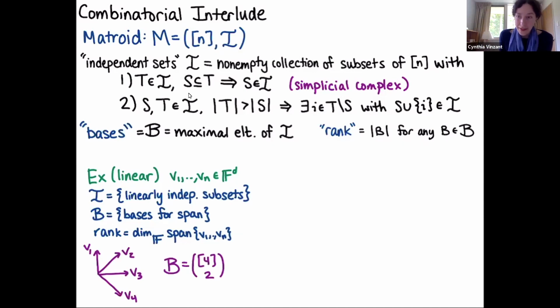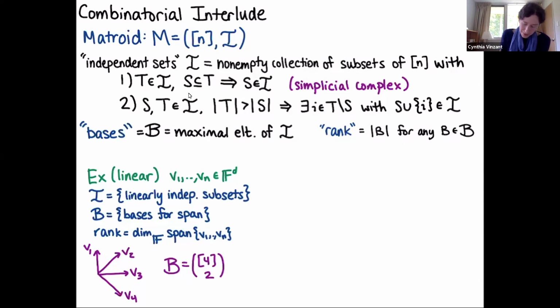Just as an easy example, if I put 4 vectors in R2, sort of generically, then any 2 of them will form a basis for the space R2. And any subset of size at most 2 will be linearly independent. And so in this case, I have a matroid whose bases are any subset of the numbers 1 through 4 of size 2.